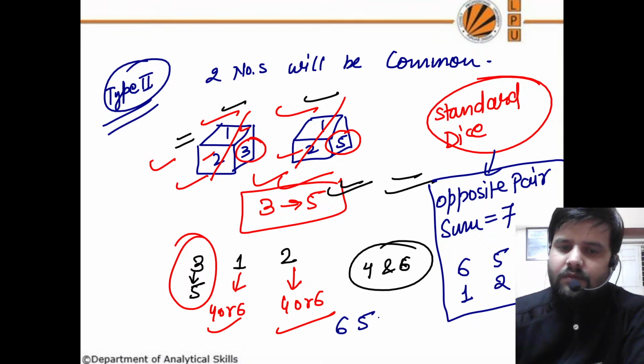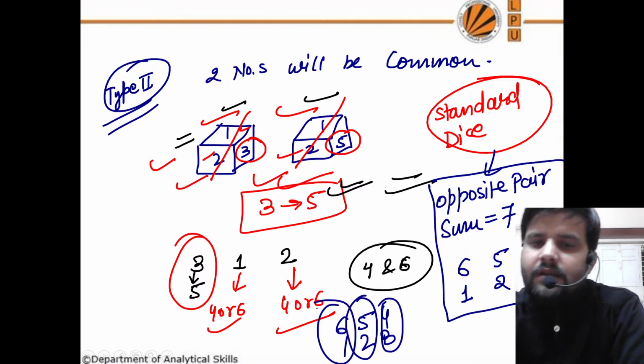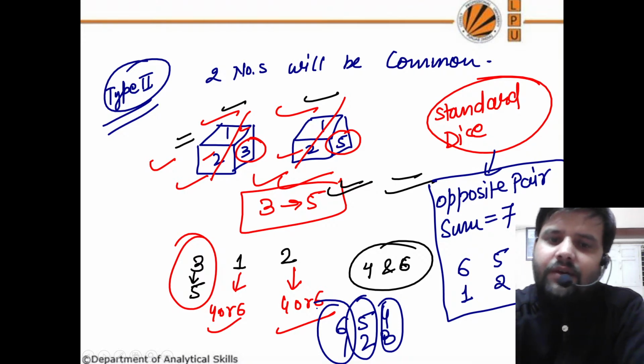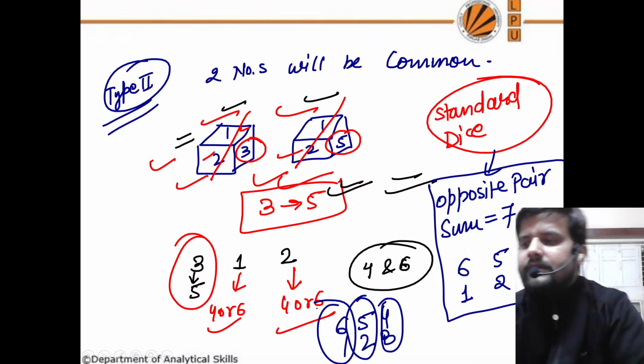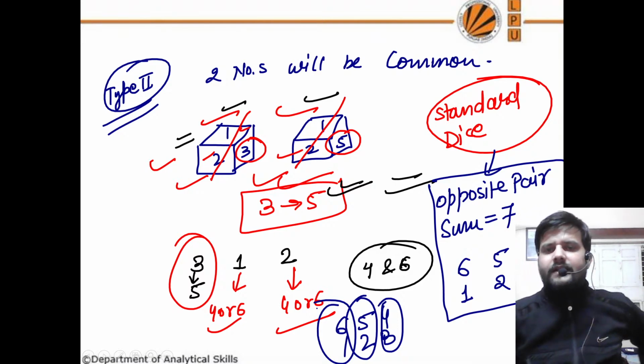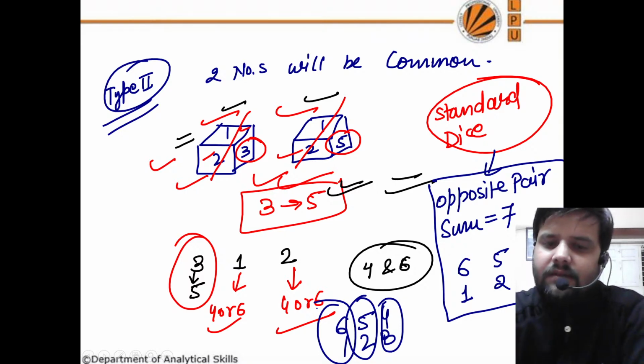6 is opposite to 1, 5 opposite to 2, and 4 opposite to 3, because every pair is giving you 7. That's why it is called a standard dice. The dice which you use in your Ludo is actually a standard dice. So when something like a standard dice is mentioned, just remember it. Something like these pairs would be there.